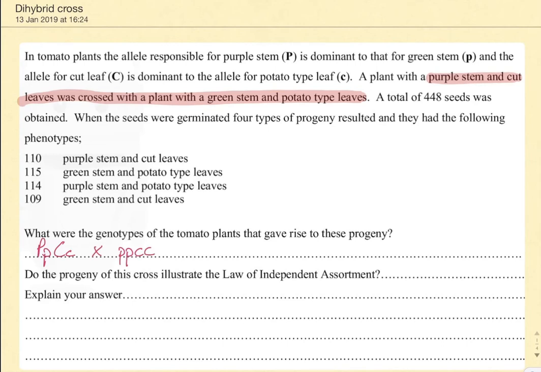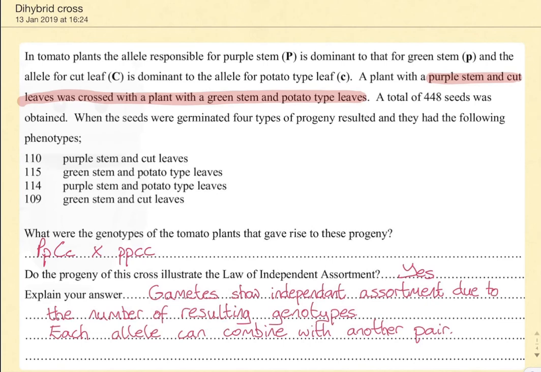recessive for both traits. Does this cross represent the law of independent assortment? Yes. This is because each allele can combine with another pair and the resulting genotypes show a significant amount of variation.